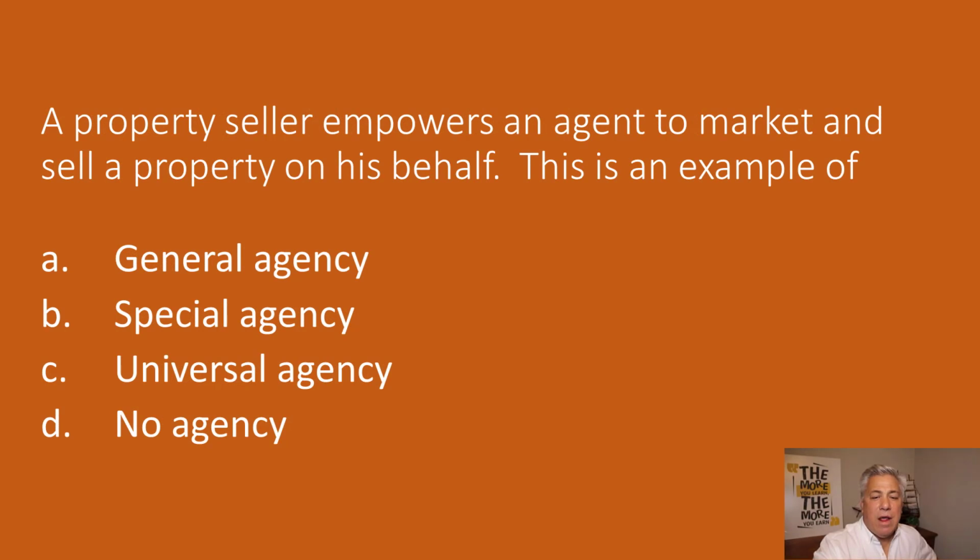A property seller empowers an agent to market and sell a property on his behalf. This is an example of, well, in the real estate business, 2 types of agency, special agency and general agency. The answer here is special agency relationship. Listings and sales are generally considered special agency because the agent has one specific task. Find a buyer for my house or find me a house to buy.